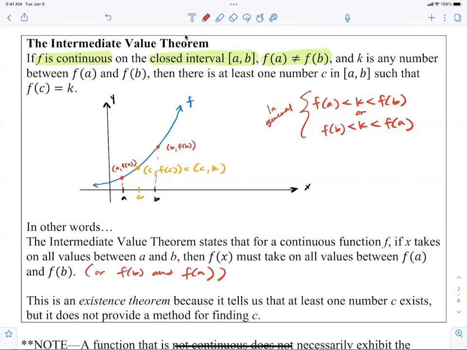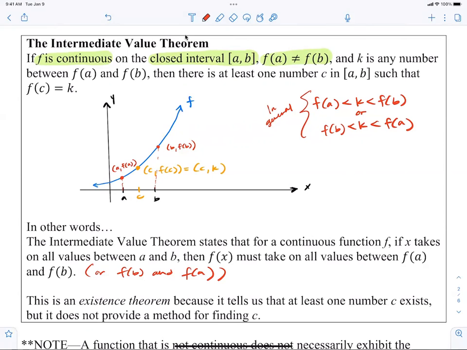Now, if a to b is continuous, you could think about using smaller and smaller closed intervals to narrow down what c would be, like what the x value would be that would give you the function value. There's no exact way of determining it. It's more like it proves the existence. When these conditions hold, it proves the existence of a function value.